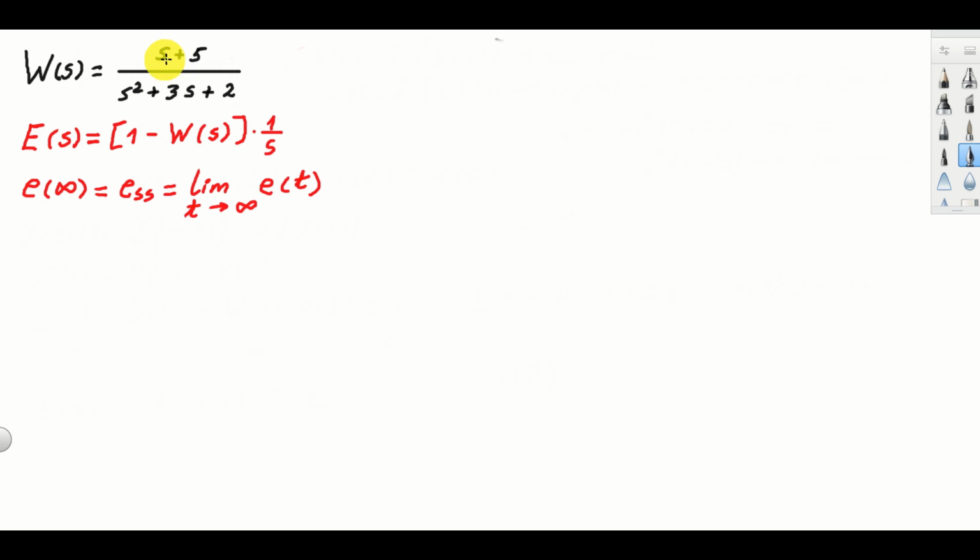One approach would be to substitute Ws over here, then to compute the inverse Laplace transform, and to do that we will have to do partial fraction expansion, and we will probably need 20-30 minutes to solve this example. However, there is a shorter and more elegant way to solve this problem. And the idea is to use the final value theorem. Very important result in control theory. Let's briefly summarize the final value theorem.